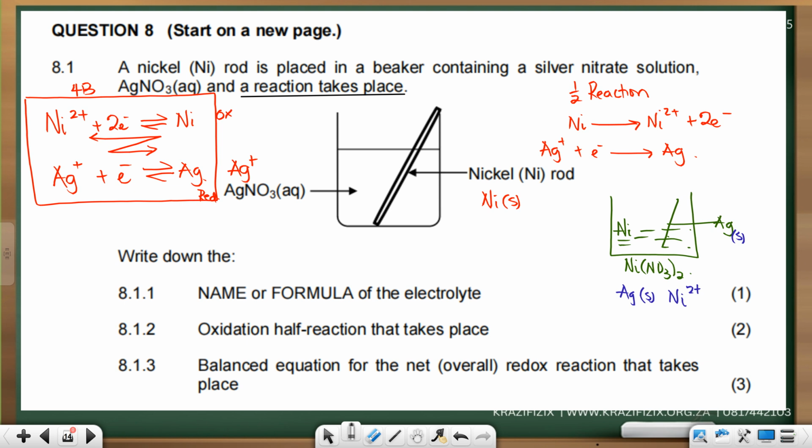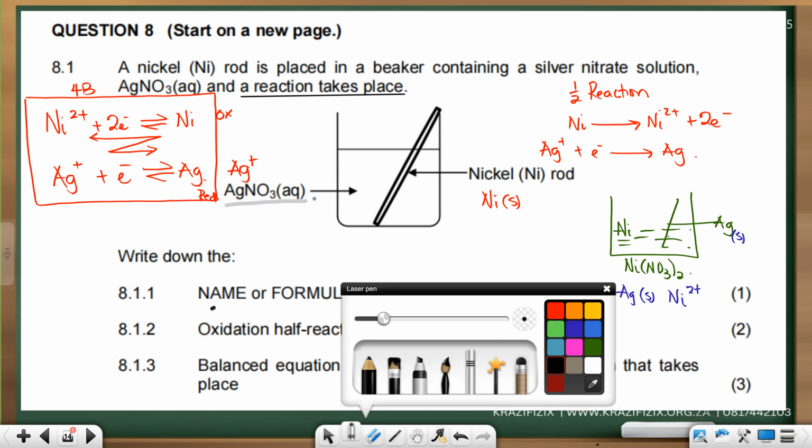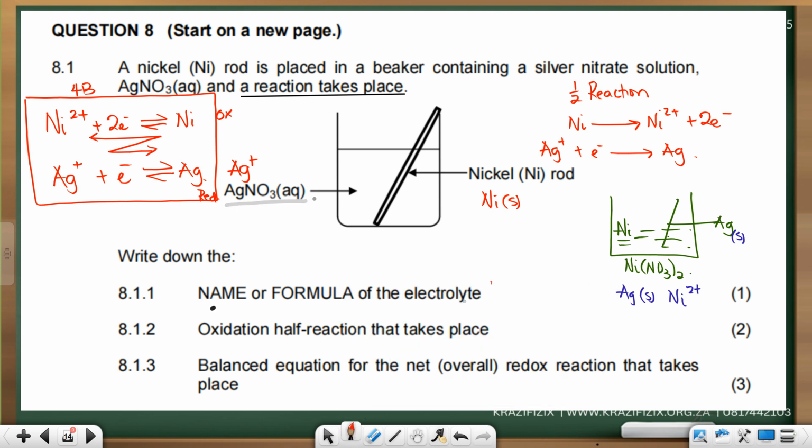And I think, look, we've answered, you can answer all of these questions now. What is the name or the formula of the electrolyte? Silver nitrate. That one is staring right in your face. I'm going to help you with all of those. Silver nitrate. What is the oxidation half reaction? Already we are done. Nickel to give me what? Nickel 2 plus 2e. If you remember, I told you it's 2 marks.